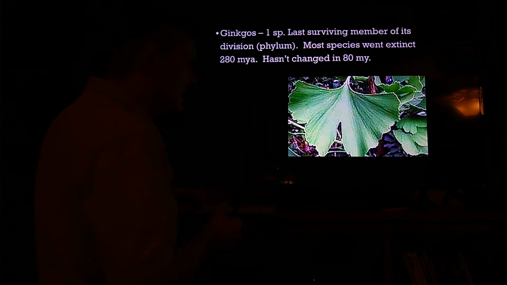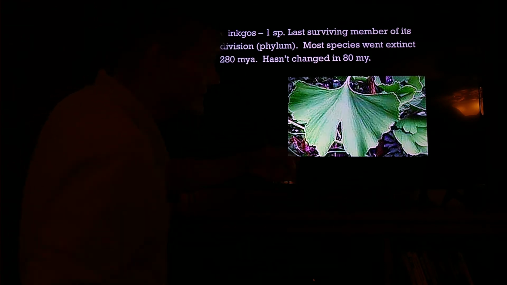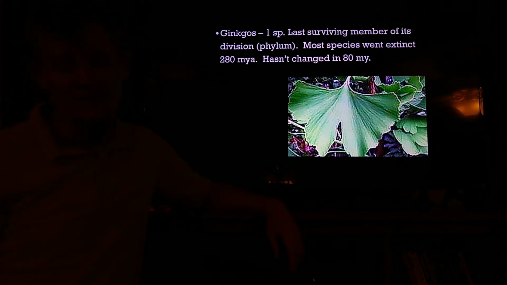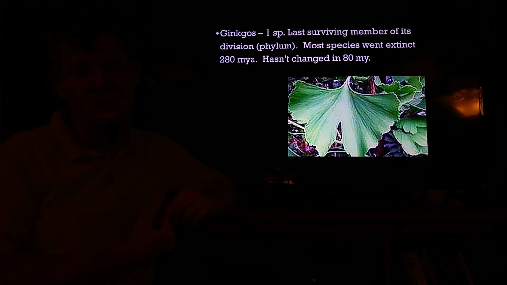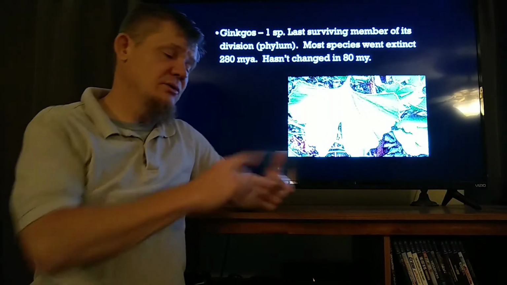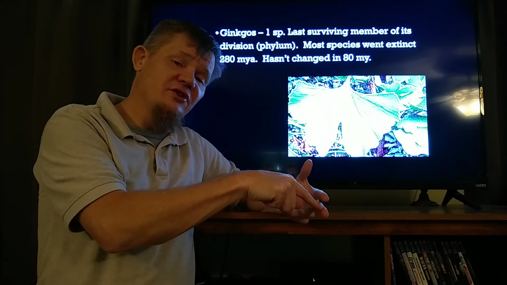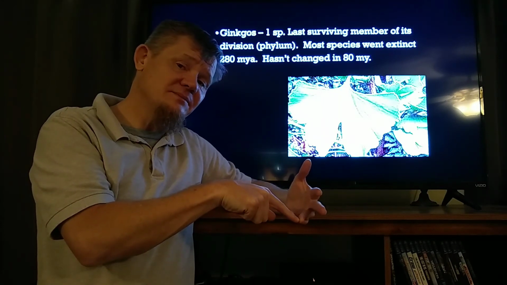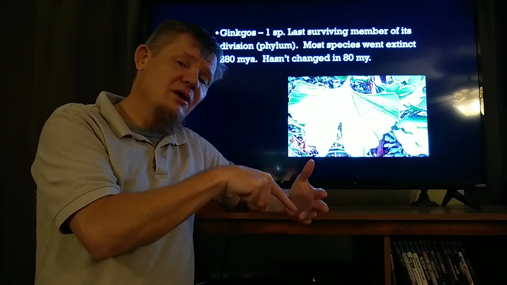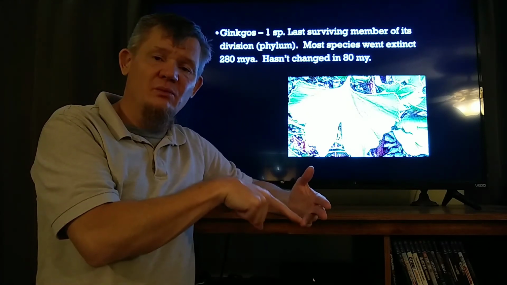And this is because the ginkgo is so different from all the other plants, from all the other trees, because it is ancient. It is the last surviving member of its division. And within plants, a division is the same thing as a phylum. So domain, kingdom, phylum, continent, country, state. The ginkgo would be like this is the only family that lives within one particular state.